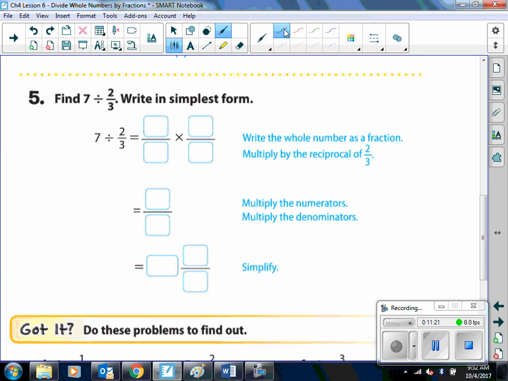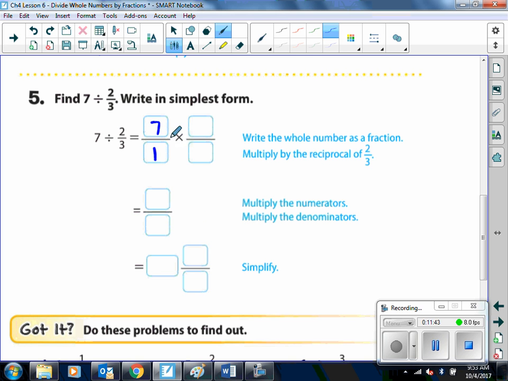All right. So here we are going to find 7 divided by 2/3, and we want to write this in simplest form. So write down, you guys go ahead and write this one down. So here we've got 7 divided by 2/3. So we're going to write the 7 as an A over B. So we're just going to put the 7 over 1, right?